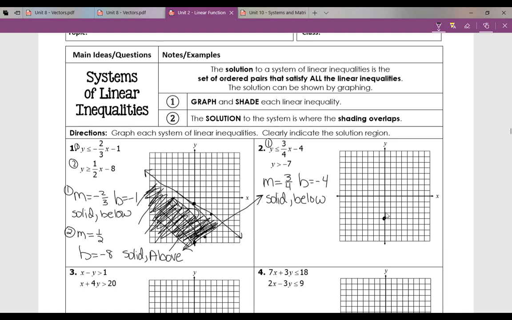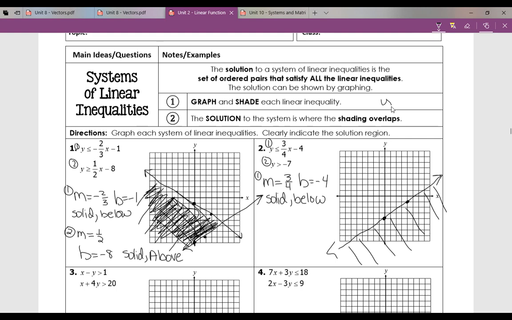I'm going to count up 3 and to the right 1 from that point. You said solid line. You also said shade below. So notice I just put enough lines to where I can see that the shading is below. All right, so that was for inequality number 1.